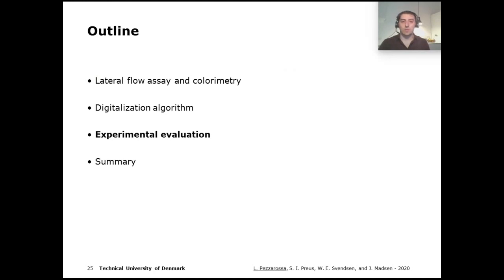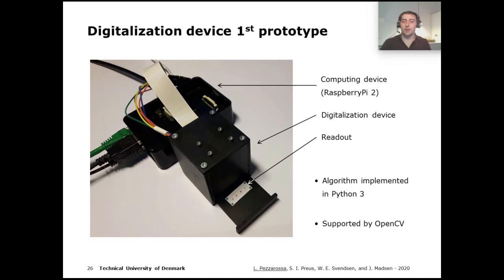Now we move on with the experimental evaluation. This is our digitalization device, the first prototype we built, and it consists of a computing device, which in our case is a Raspberry Pi 2, a digitalization box, and here you can see the readout, which can be inserted into the digitalization box with a little drawer.